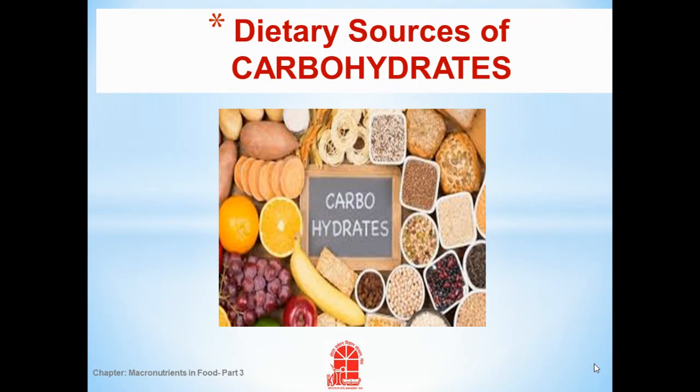We'll start with the first one, dietary sources of carbohydrates. The most common and abundant forms of carbohydrates are sugars, fibers, and starches. What is most important is the type of carbohydrate that you choose to eat, because some sources are healthier than others.